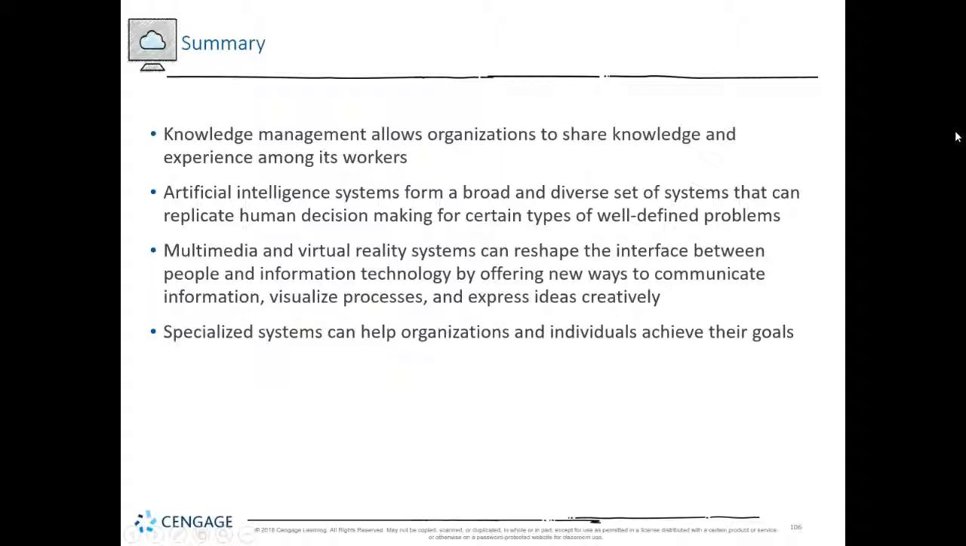Summary. Knowledge management allows organizations to share knowledge and experience among their workers. Artificial intelligence systems form a broad and diverse set of systems that can replicate human decision-making for certain types of well-defined problems. Multimedia and virtual reality systems can reshape the interface between people and information technology by offering new ways to communicate information, visualize processes, and express ideas creatively. Specialized systems can help organizations and individuals achieve their goals.